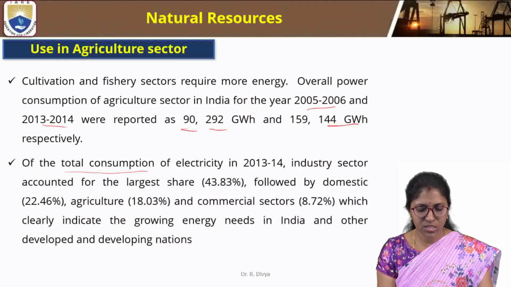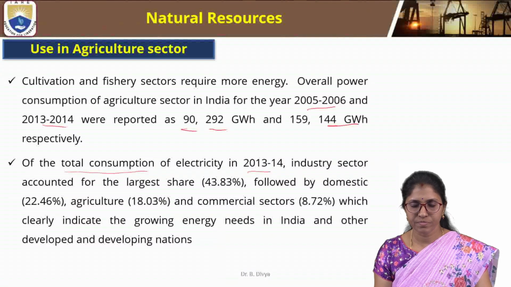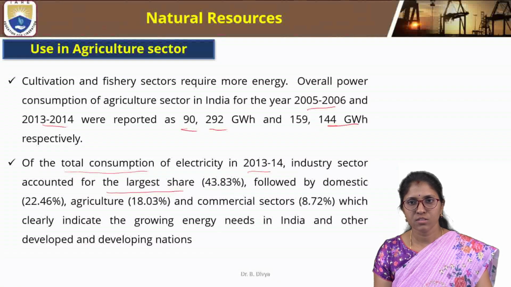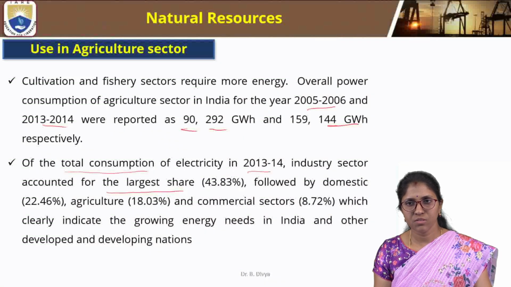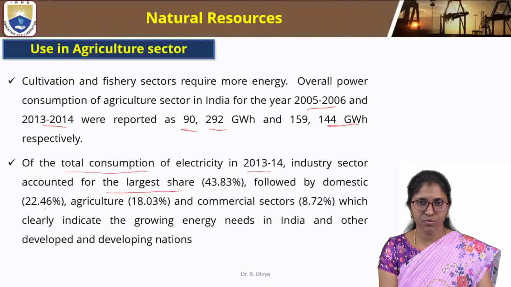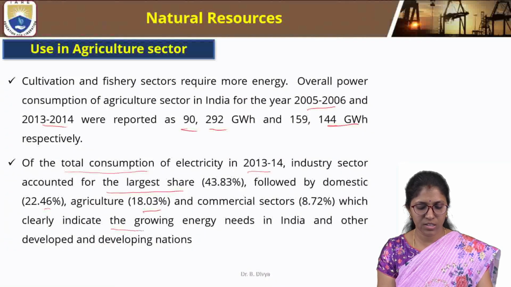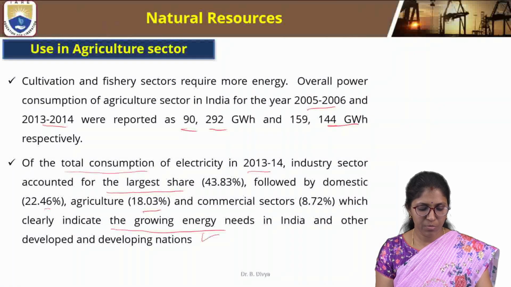Of the total consumption of electricity in 2013 to 14, the industry sector accounted for the largest share, that is 43.83 percentage, followed by domestic 22.46, agriculture 18.03 percentage, and commercial sectors 8.72 percentage, which clearly indicates the growing energy needs in India and other developed and developing nations.